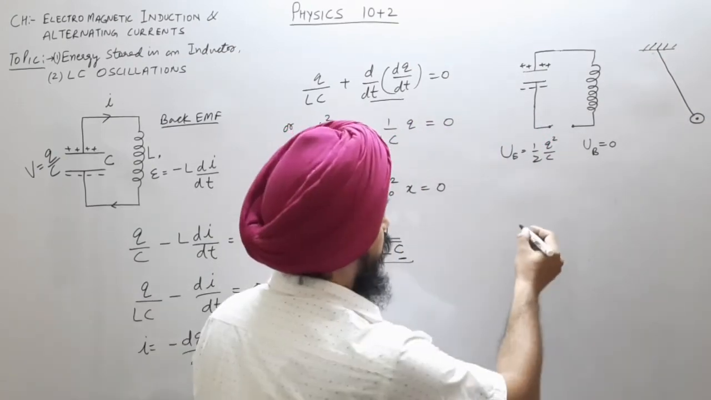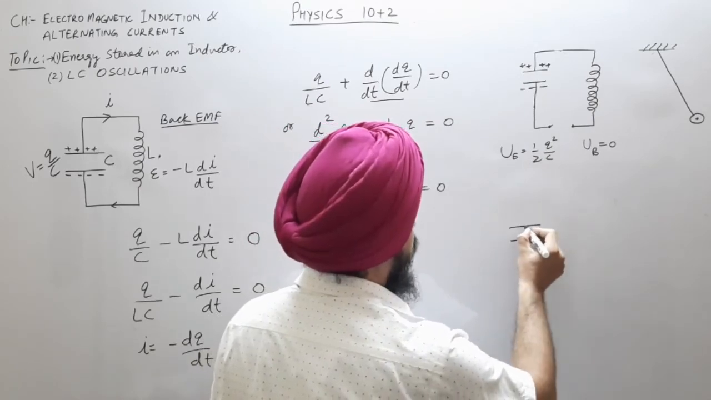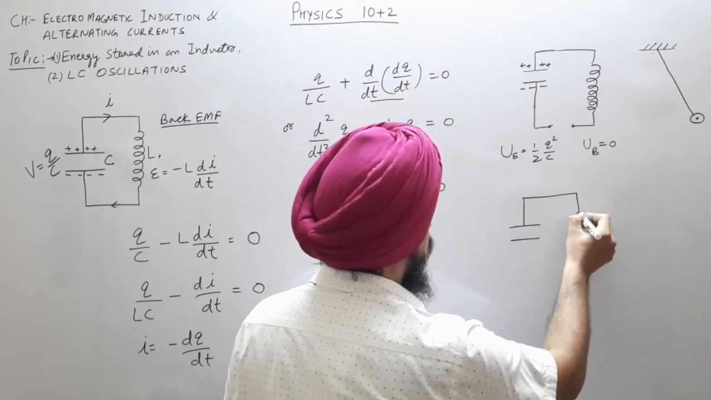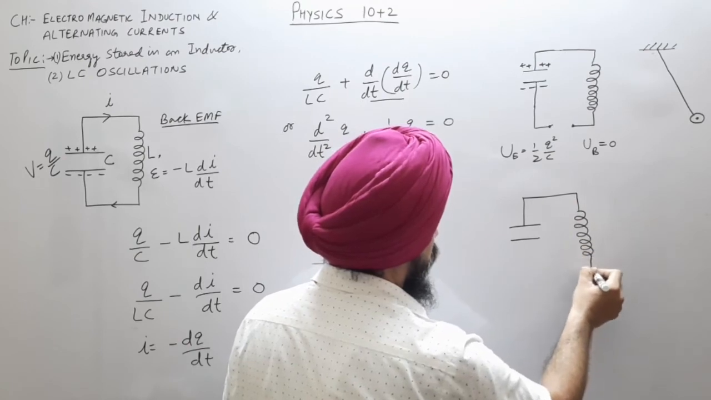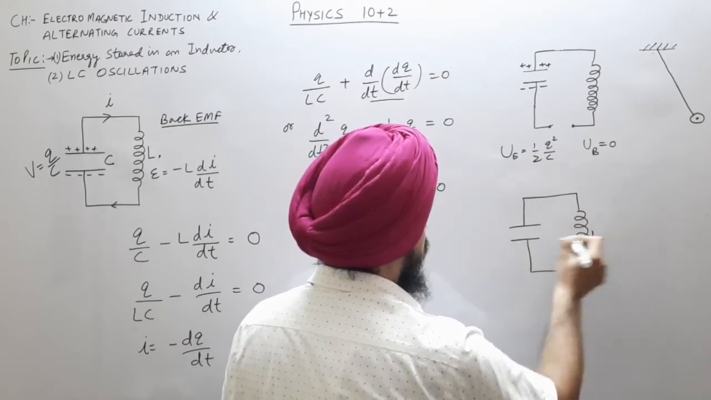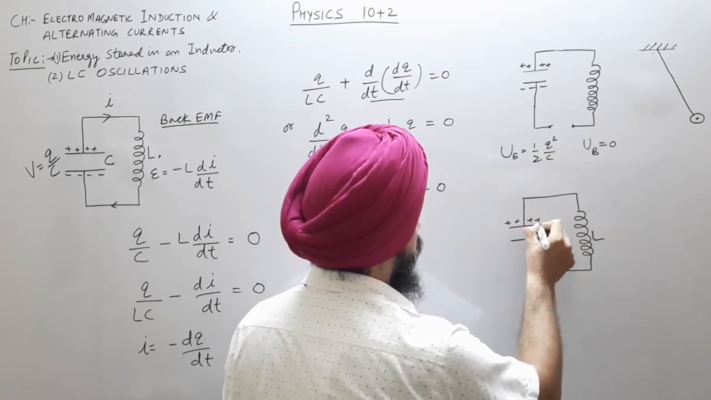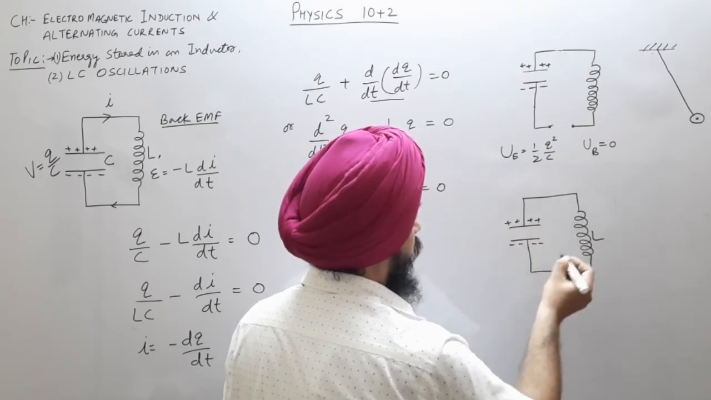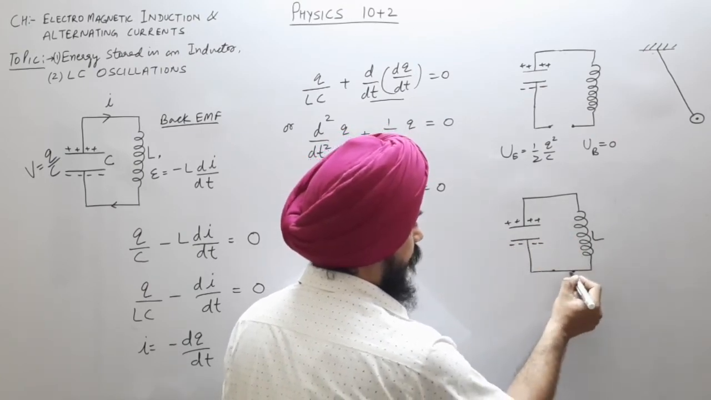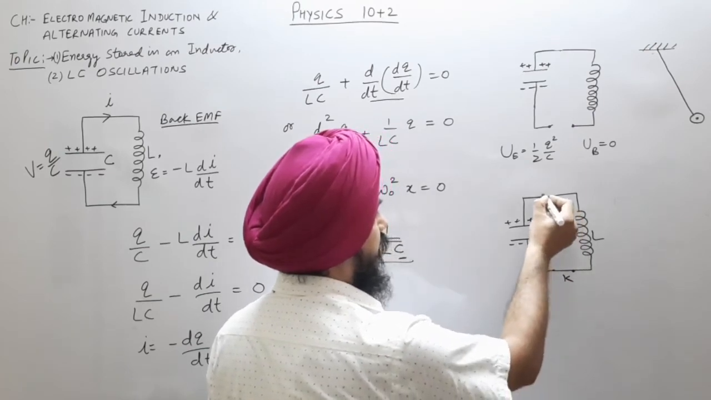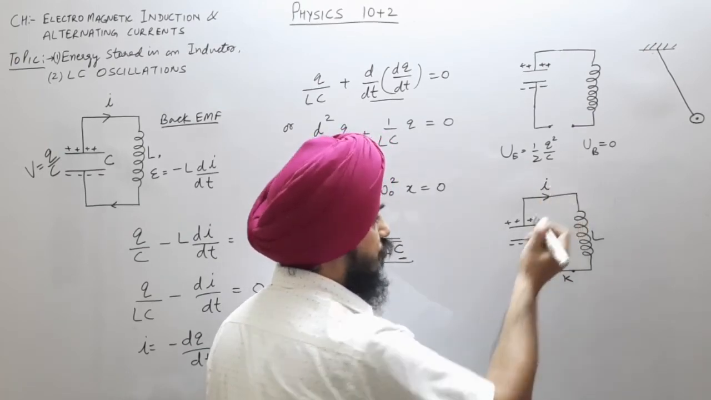So let us suppose that we close this key. This is our inductor, the capacitor, and we close the key K. So what is going to happen is the current I starts to grow.